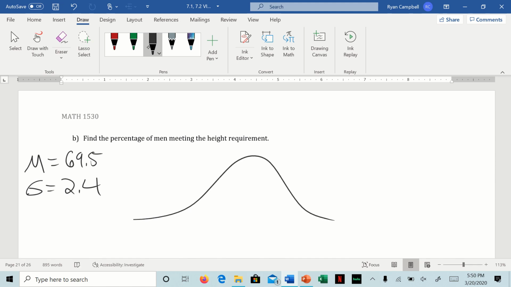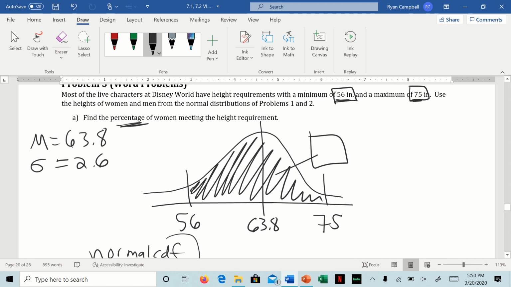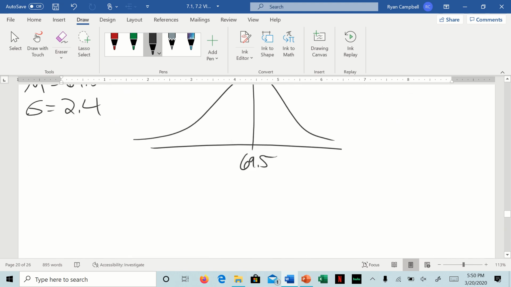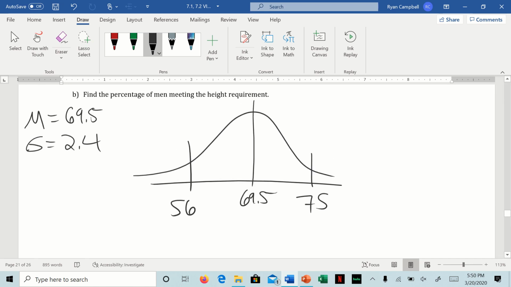So we draw our graph. This time, 69.5 goes in the middle. But if you notice, everything else is the exact same, right? The minimum is still 56. The maximum is still 75. So our graph still looks more or less the same. We just have a different mean this time.